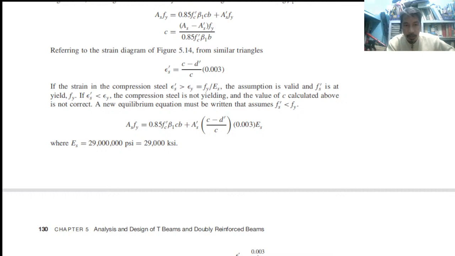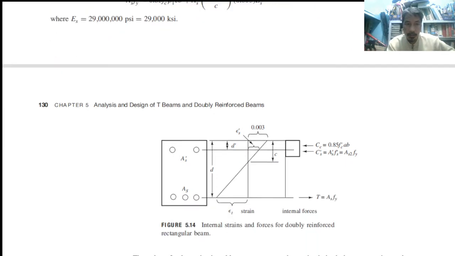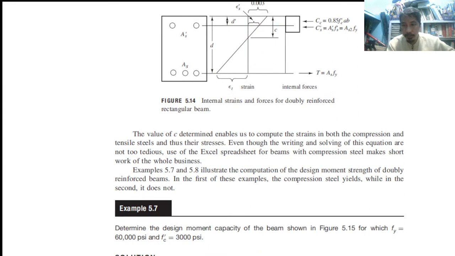The new equilibrium equation must be written that assumes Fs prime is less than Fy. So we have to assume this because Fy is the maximum. That's why we have to have a value of Fs prime less than Fy. Okay? Do we follow? So therefore, if that is the case, As prime multiplied by Fs prime, which is strain times Es, and Es is constant. Okay, this is constant, so you can use this equation. Es is actually 29,000 ksi. Do we follow?